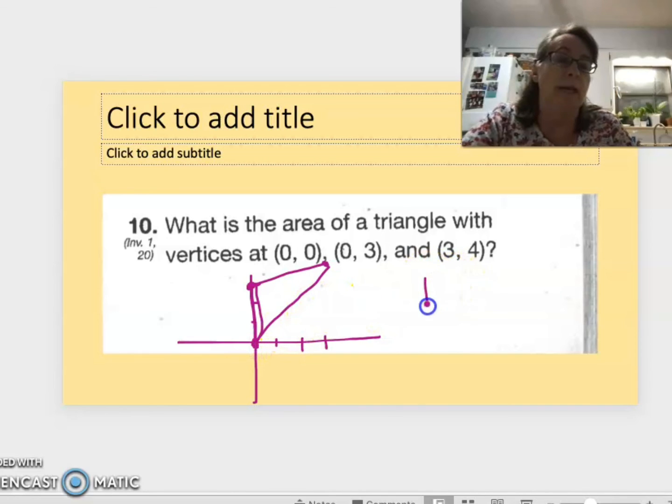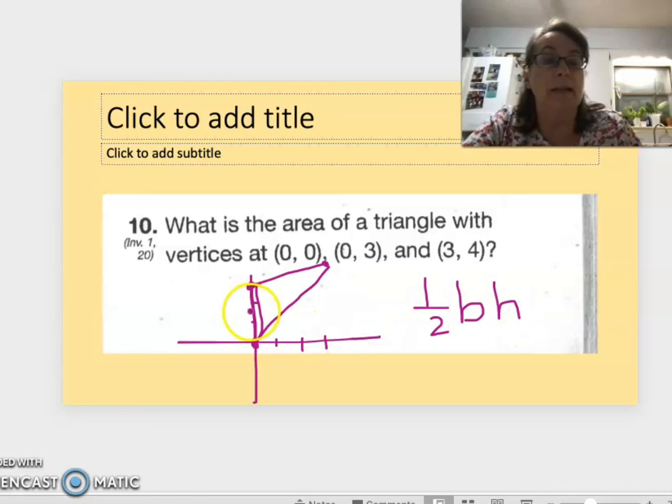Now, remember, 1/2 base times height is my area of a triangle. So I'm not going to use this as a base or a height because I want to have a vertical. We're just going to make this vertical be the base here. And then this one right here, we'll do a straight drop down to that line and make it the height.